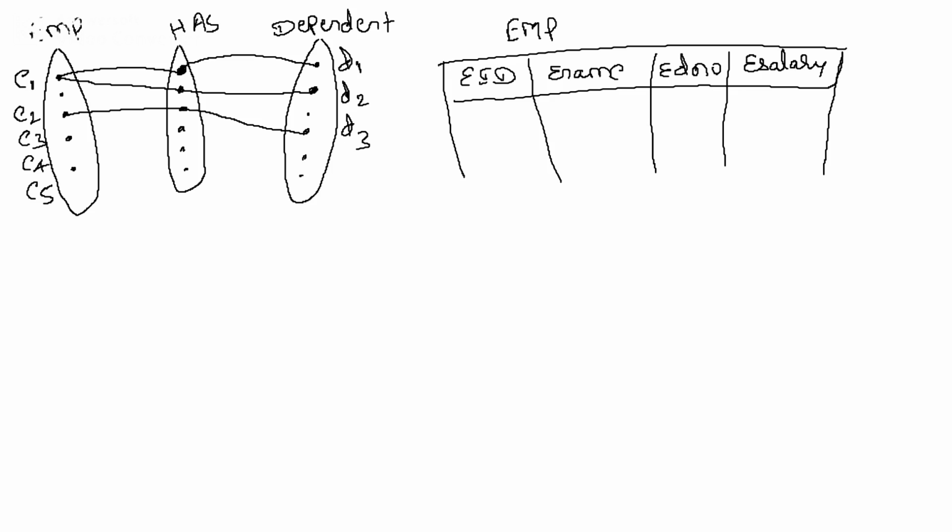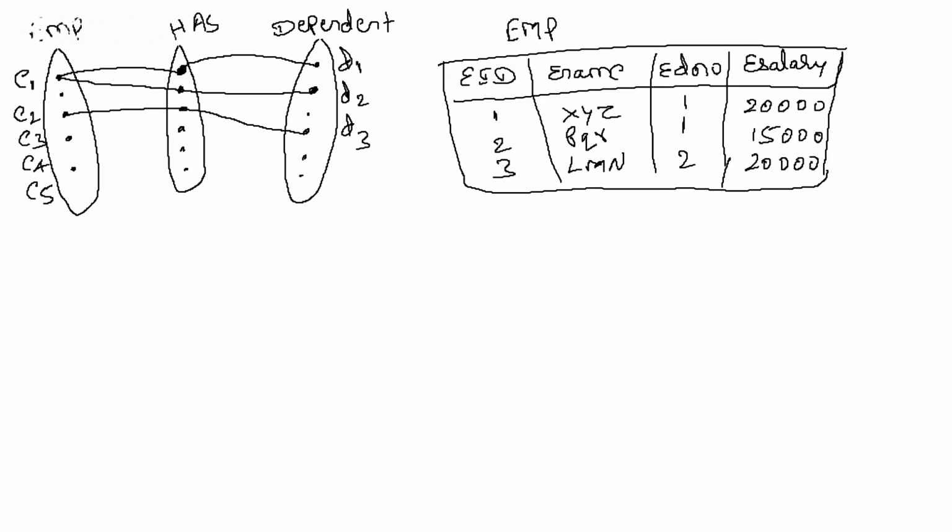The entity type which does not have key attributes of its own, we call a weak entity type. For example, employee ID 1, employee ID 2, employee ID 3, with names XYZ, PQR and LMN. Similarly, employee department 1 and 2, with a salary of 20,000 here, 15,000 here and 20,000 here. In this particular table, whenever we want to extract the information of a dependent, we need an attribute on which it totally depends. By using that primary key attribute, the employee ID, we extract the dependents. Here employee ID is the key attribute in this table. By using employee ID, we extract the weak entity type attribute values.